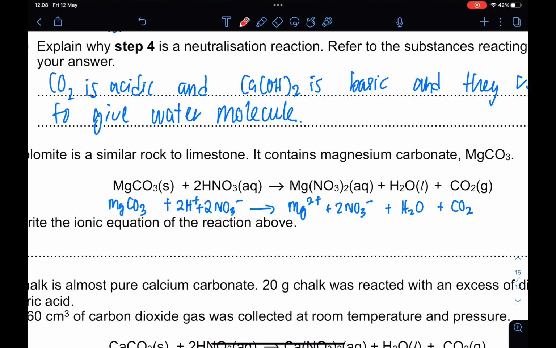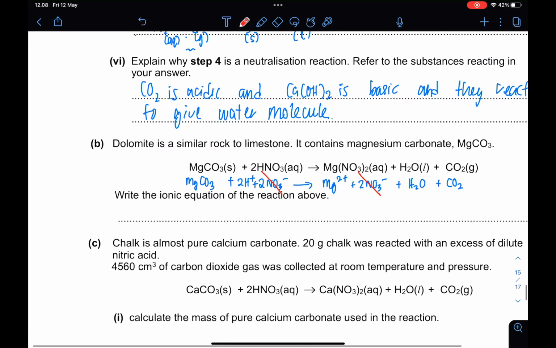Liquid water cannot be broken down. Carbon dioxide molecules cannot be broken down. So we will see which one is the spectator ion. The spectator ion will be on both the left-hand side and the right-hand side. If you look over here, 2NO3 is the spectator ion, so we can remove that.